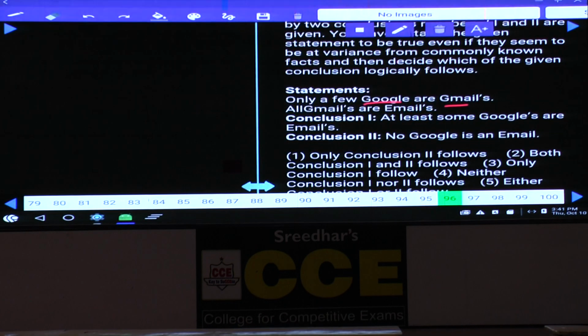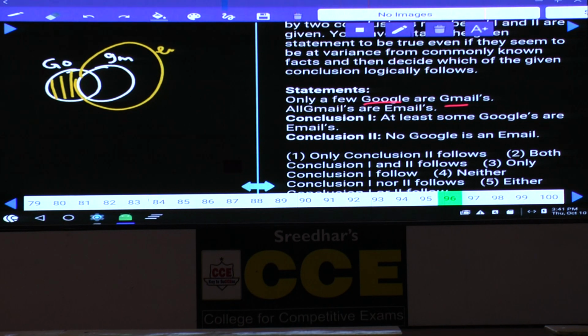Then coming to this one. And all Gmails are emails. Only a few Googles. Now this is Google and these are Gmails. Only few Googles are Gmails means there must be some Googles which are not Gmails. Hence these Googles should not come into the Gmail area. And at the same time, all Gmails are emails. All these Gmails are emails.